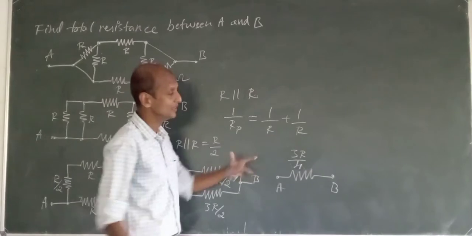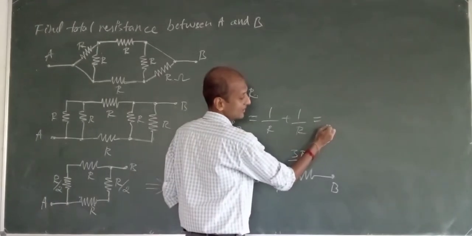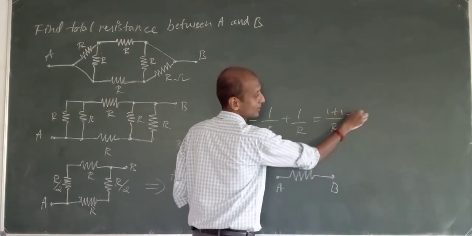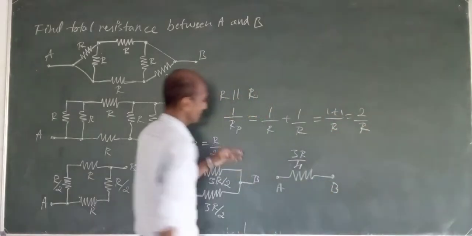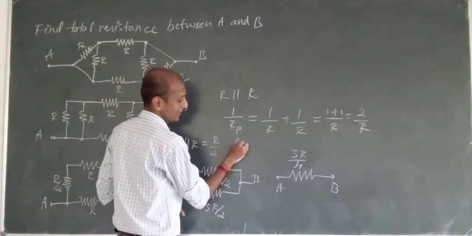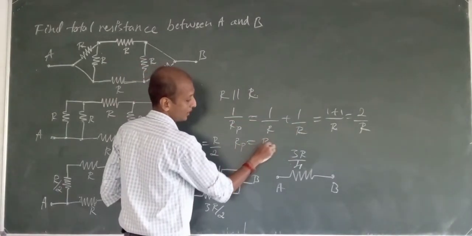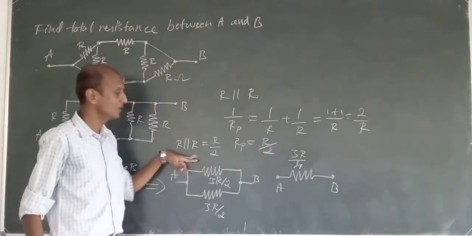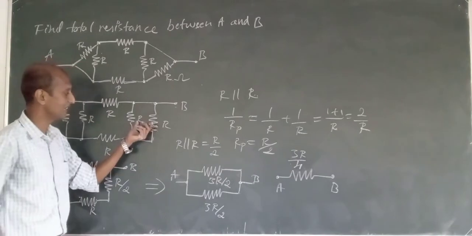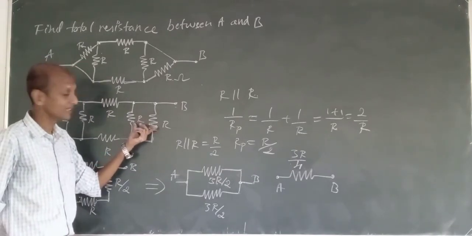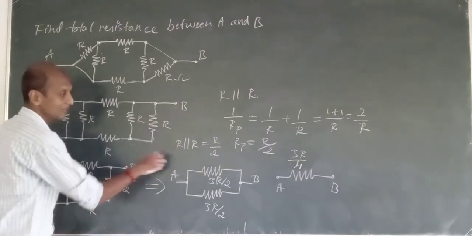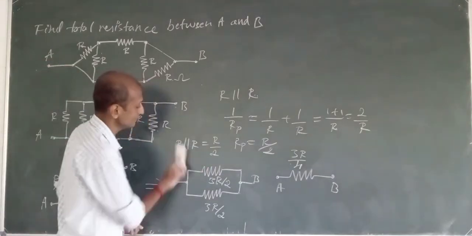When both the resistances are equal, it is R and R, so I can take R as common. It is 1 plus 1, that is equal to 2 by R. So 1 by Rp is equal to 2 by R. So Rp is equal to R by 2. So when I have this R in parallel with R, the equivalent resistance is R by 2. Now I can reduce.